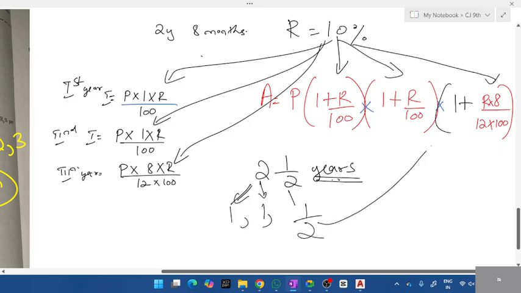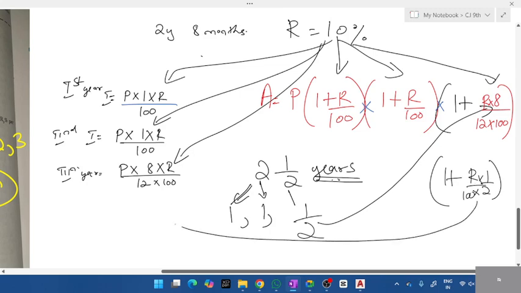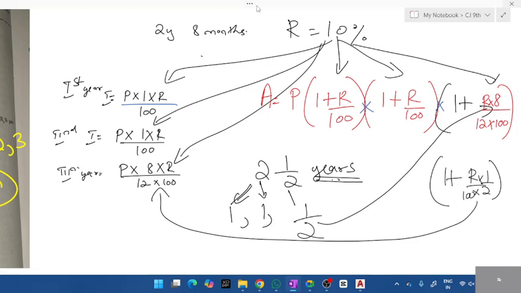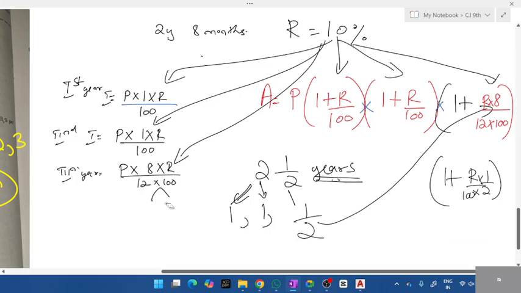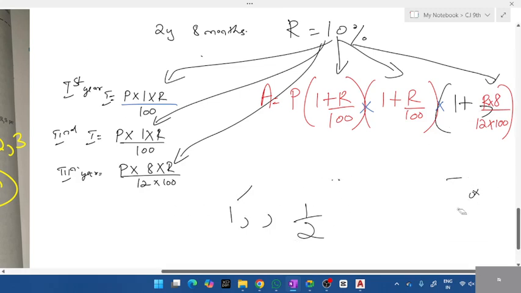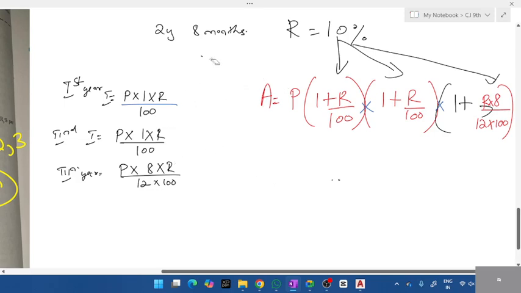So instead of writing 8 by 12, what will you write for the third one? 1 plus R into 1 by 2. Clear? So if month is given, convert. If not, just write 1 by 2. That's it. Same 1 by 2, you have to write it here as well. I'll show this. First complete this. First make a note of these two. Write it side by side. Write 2 years, 8 months, when month is mentioned.